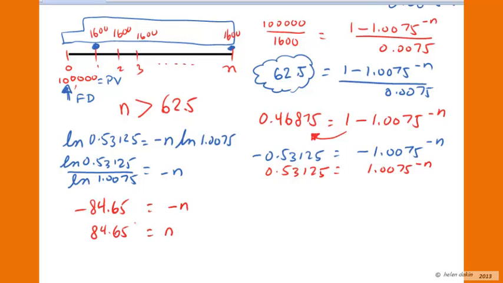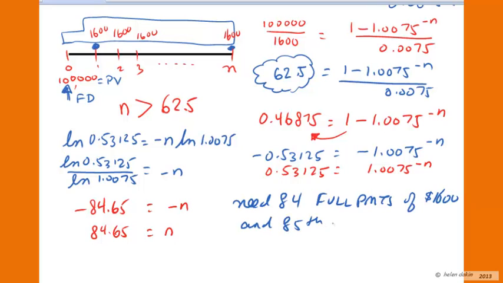So what is this telling you? This is telling you that we need 84 full payments of $1,600 per month, and we'll need an 85th payment that is smaller than $1,600.